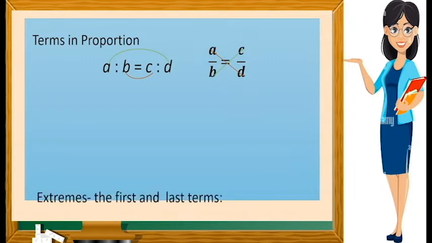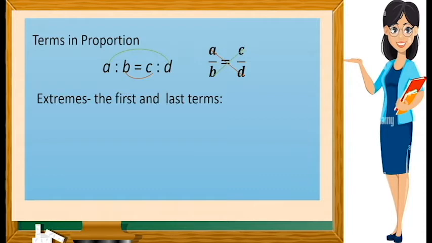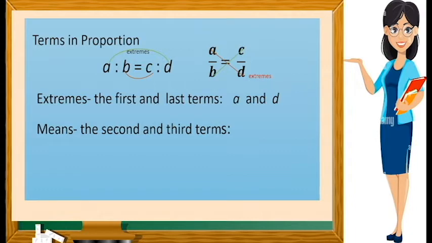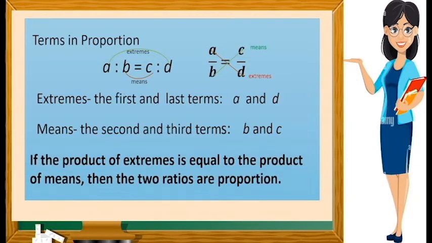The first and the last terms are what we call the extremes. That is the A and D. The second, which is B, and the third, which is C, are the means. If the product of extremes is equal to the product of means, then the two ratios are proportion.